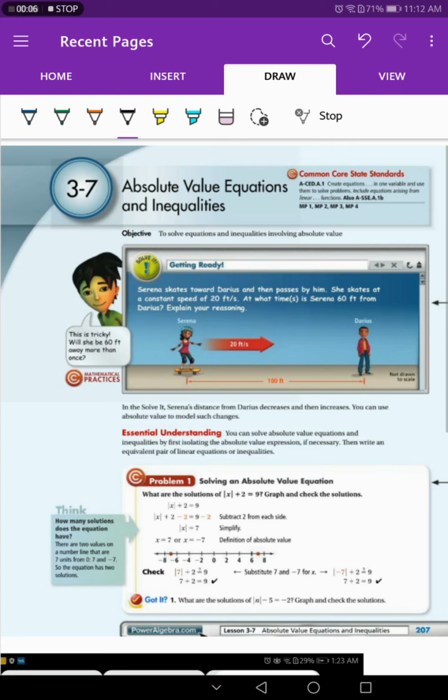Our lesson today is absolute value equations and inequality. Our objective is to solve equations and inequalities involving absolute value.